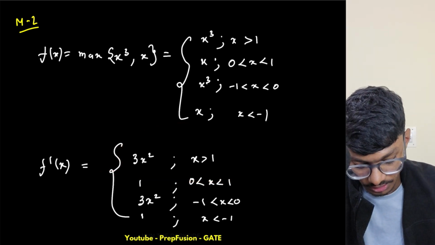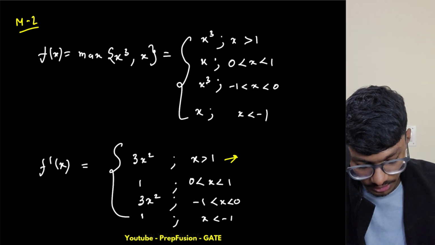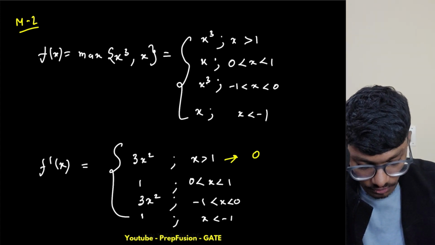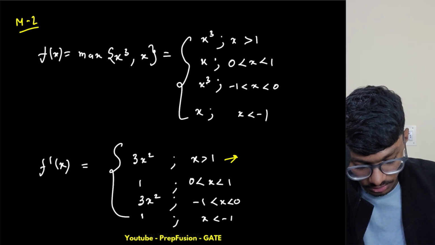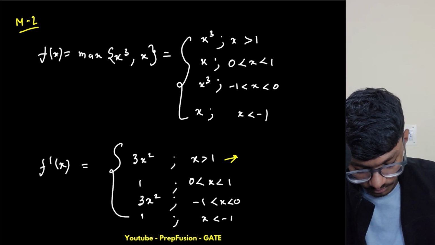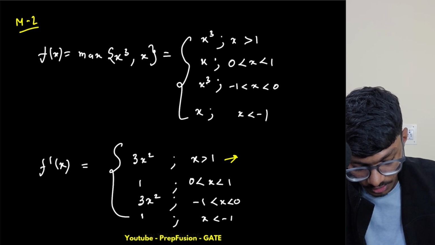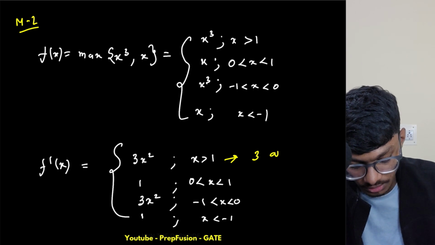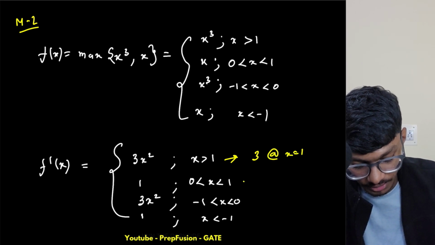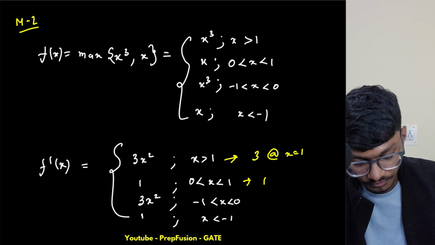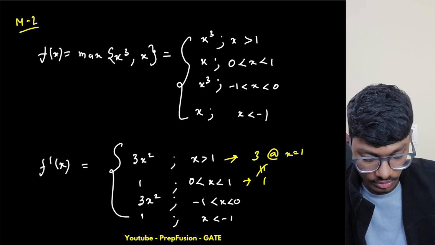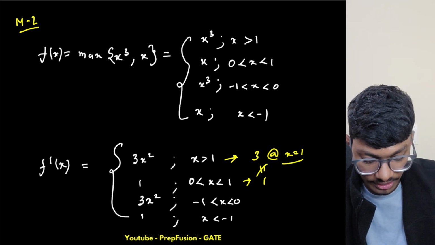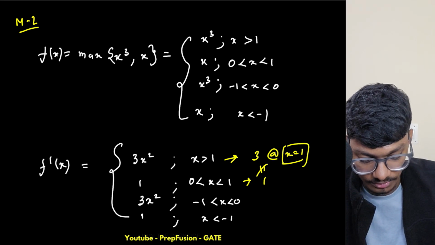So if you write here the differentiability, so what did I do? Yeah, at x equals to 1, what is my this value? This is equal to 3, okay, at x equals to 1, but this is equal to 1, so these two are not equal, hence this point x equal to 1 is not differentiable, okay.